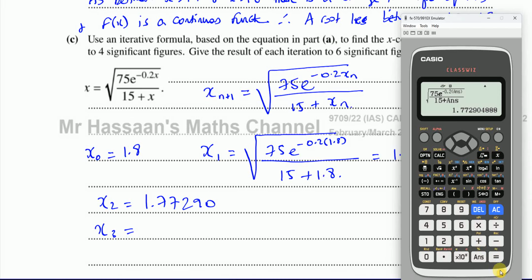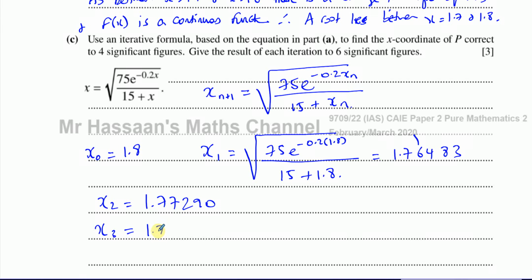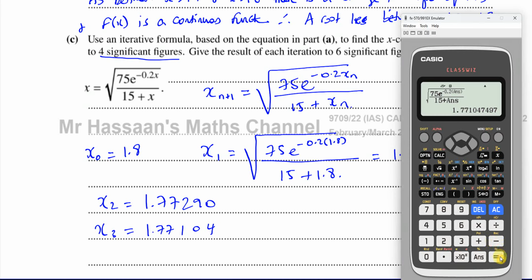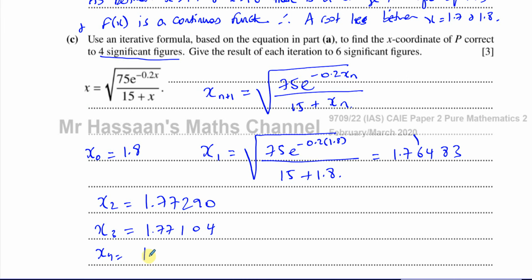I'll just press equals again. It will put this in there now. I'll get 1.77105. It seems like it's settled down up to the third significant figure. We want to stop at 4 significant figures, so we carry on. Press equals again. Okay, so you have 1.77147. That's x4.